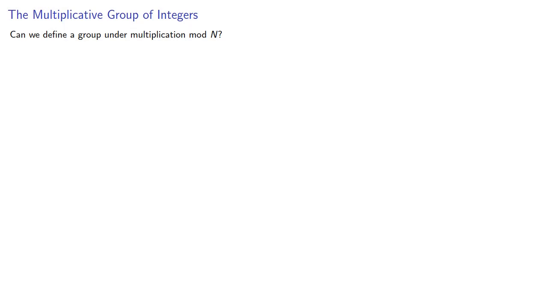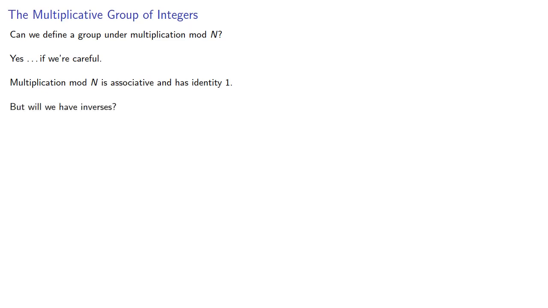Can we define a group under multiplication mod n? Yes, if we're careful. Now, multiplication mod n is associative and has identity 1, but will we always have inverses? Let's take a look.